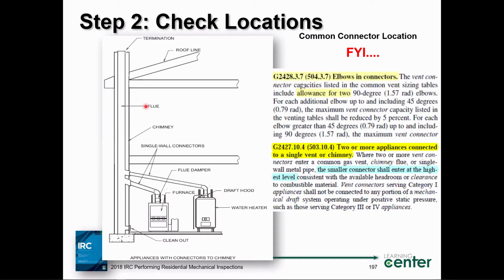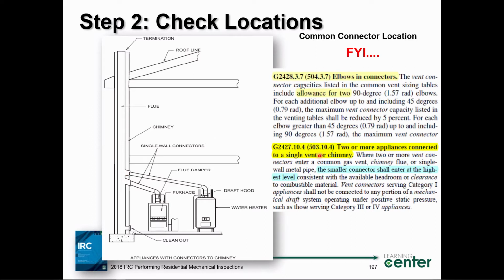The first thing that we need to ask ourselves is, are these Category 1 appliances? The answer to the question is pretty evident here. The answer is yes, because I've got a draft hood water heater. I've got a furnace here that actually connects into the chimney. They're both connected. They're both high heat appliances with high flue temperatures. These are Category 1 non-condensing appliances.